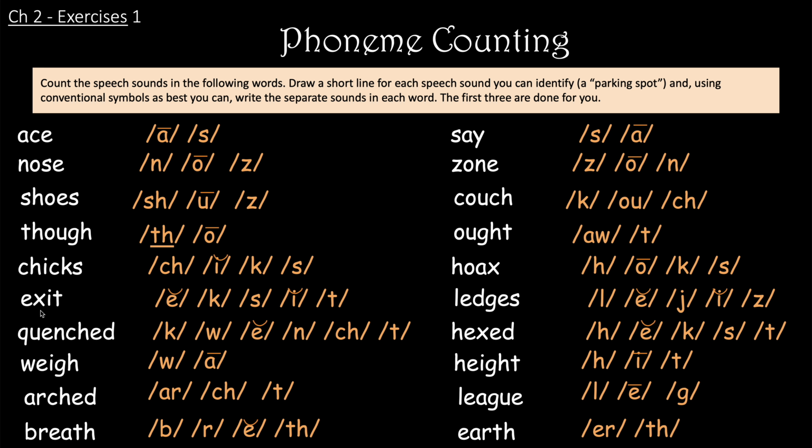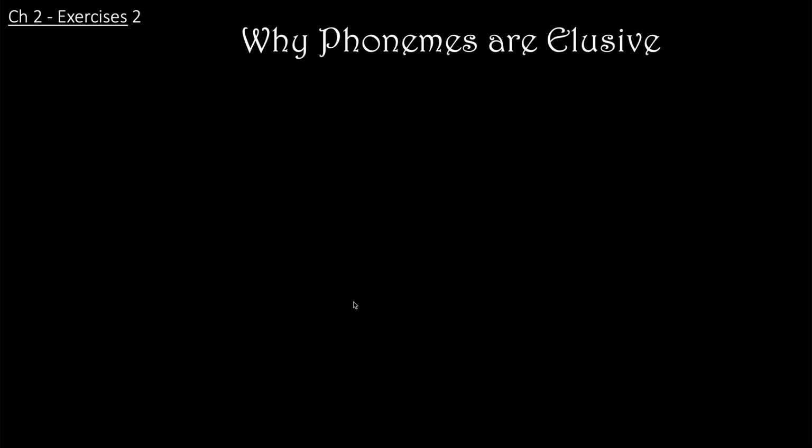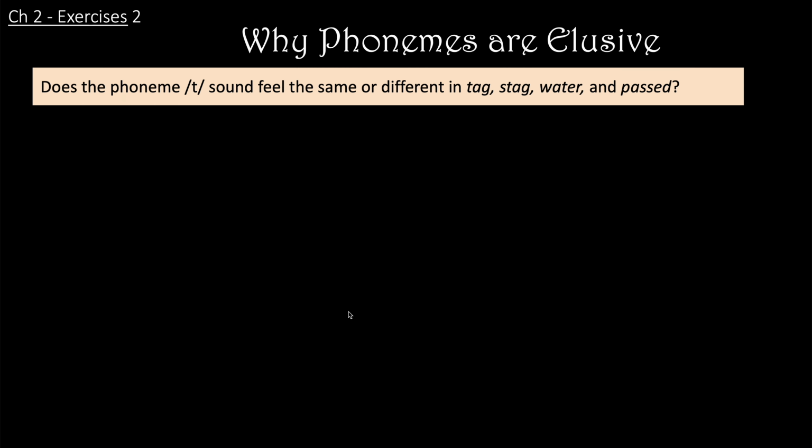X is actually 2 phonemes. It's the only case in English that we have one grapheme letter that's going to be used to represent 2 sounds. Always those 2 sounds. Those 2 sounds will never be split apart. A couple others, if you guys have a couple questions about some of the others, let me know. I'm going to move on to exercise 2, which is why those phonemes are elusive.